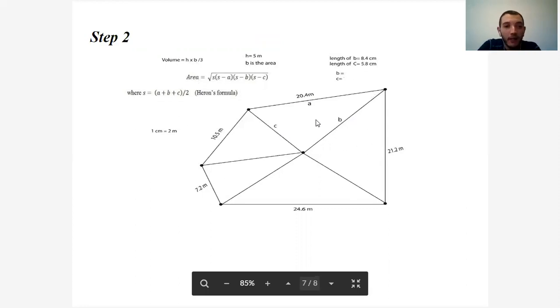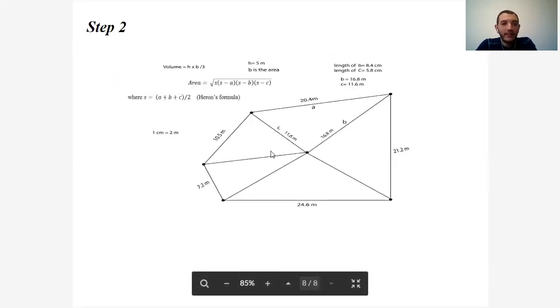How do we determine C and B? The length of B is 8.4 centimeters and the length of C is 5.8 centimeters. You can use the ruler to measure the length of this line or this line, and then using this scale, you change it to meters. So in this slide, I found B and C using this scale. B is 16.8 meters and C is 11.6 meters. Now I have all the numbers, so I have to do all these calculations to determine the volume of the small polygon. A represents the edge, and B and C represent the sides or the legs.